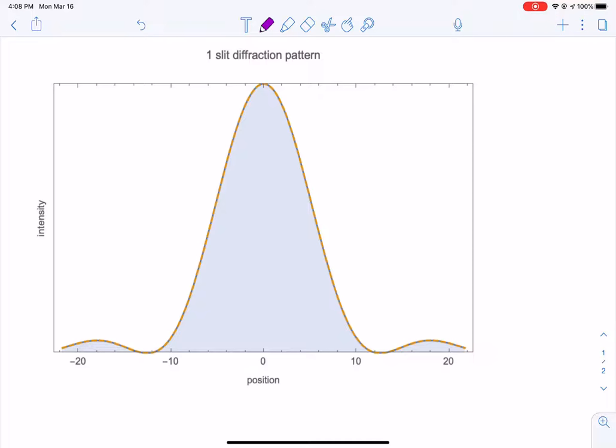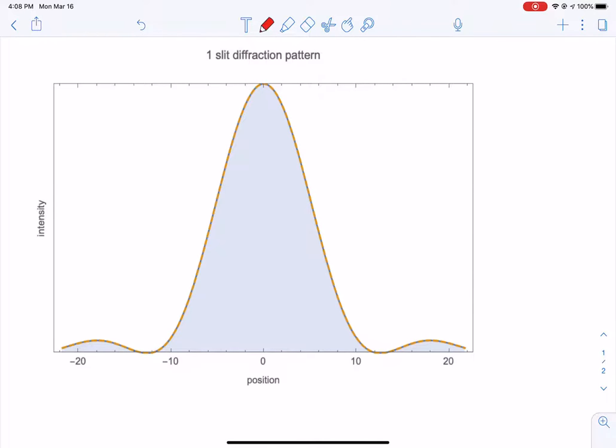What we did is we sent this coherent monochromatic light through a very, very thin opening, and we saw a situation like you see on the screen right now. We see what we call a single slit diffraction pattern. On the y-axis we have intensity, and the x-axis is position. We could also have angle on the x-axis if we felt like it. It just depends on what type of problem we have.